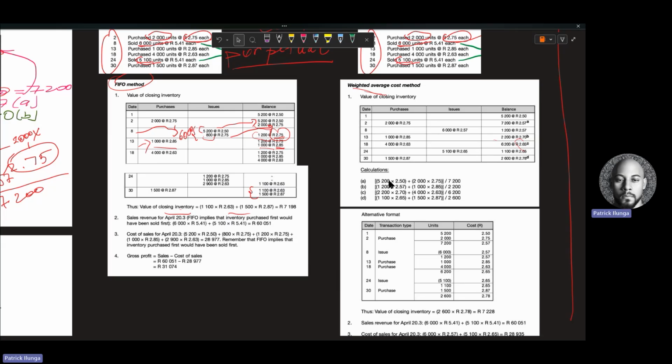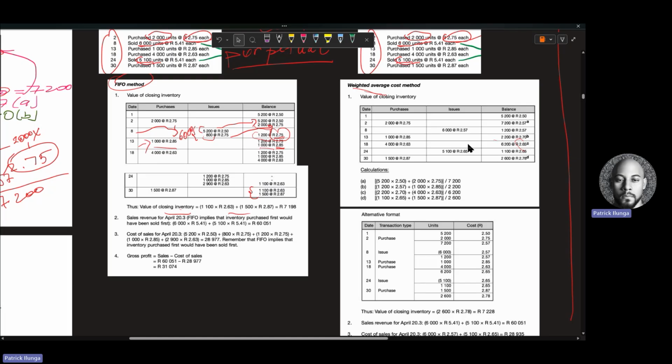You are doing this to get an average. That's the reason why you are doing this. When you look at the average on the second day, this is your average. You would have a total of 7,200 units at an average of 2.57. Easy.